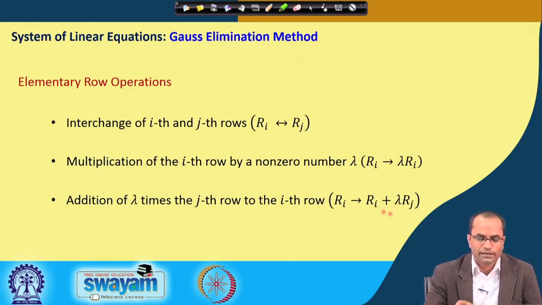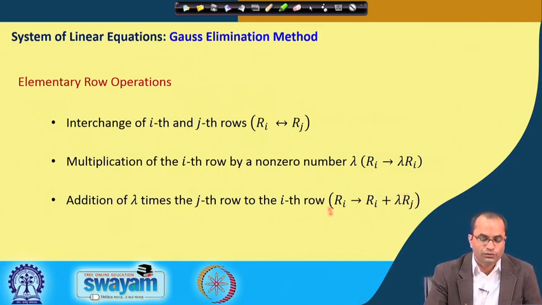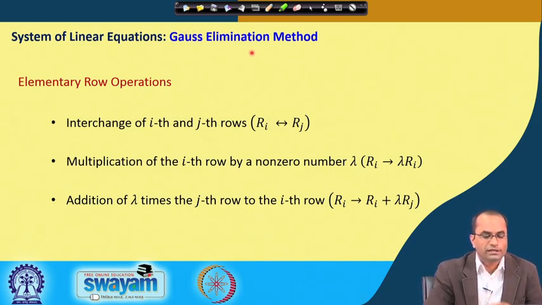and in terms of the operation we write that R i has now become R i plus lambda R j. So, we have added lambda times this R j to R i. R means the row. So, to the ith row we have added lambda times the jth row and the new R i will come up. So, these are the elementary row operations which we will be using for the Gauss elimination method.